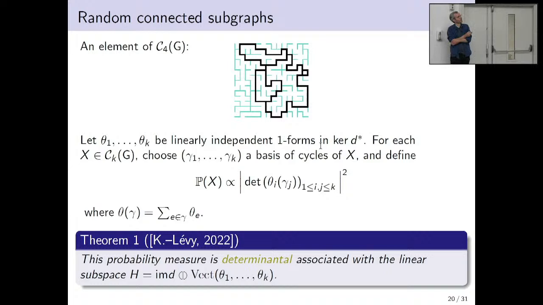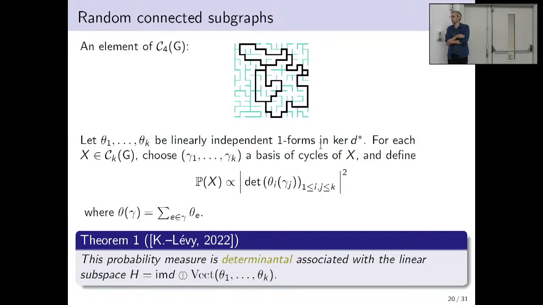And for each cycle, I can compute the integration of the one form along that cycle, which is just taking the sum of the one forms along that cycle. And using these k forms and these k cycles, I can build a k by k matrix, theta_e of gamma_j. It's a k by k matrix. And I compute its determinant, I take the square. I'm saying this is the weight I want to assign to such a subgraph.